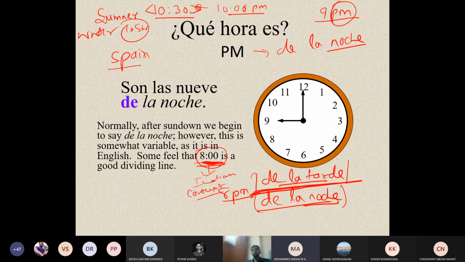If you happen to use de la noche for 9, people who are there in Spain may feel a little awkward, because they will say, oh, you can still see the sun. How can you say it is night time? So that is something you should be careful about. And if you're there, you can change this whole thing.